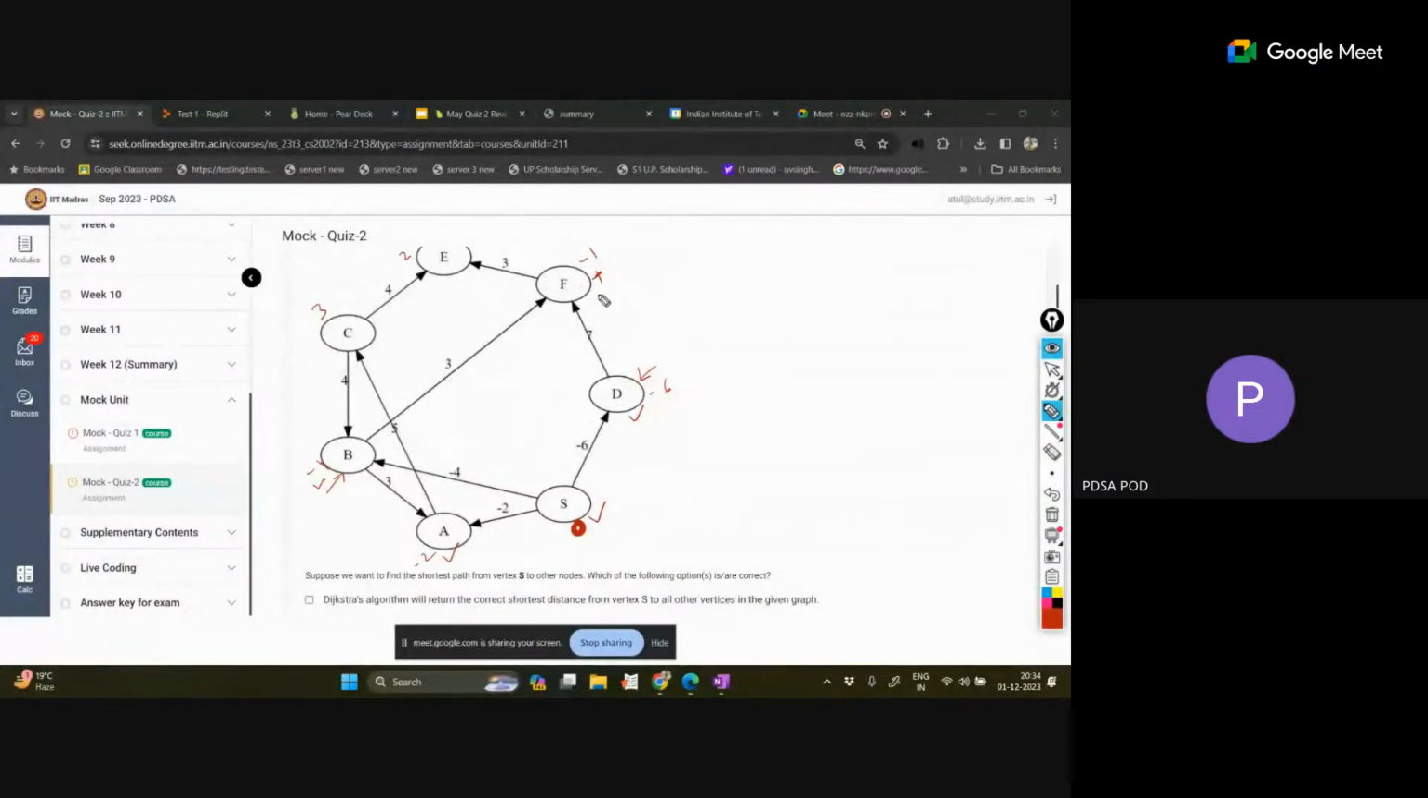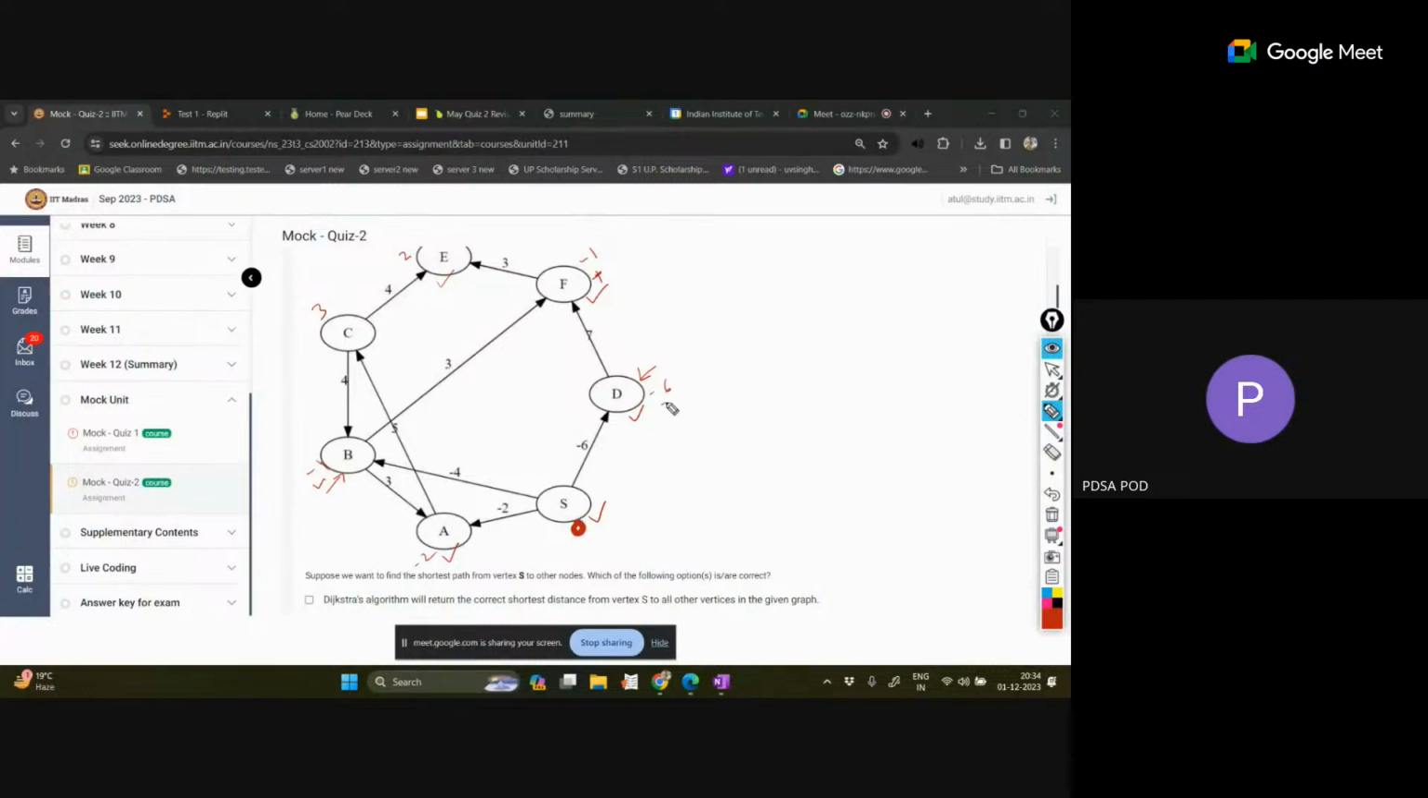Okay, so now this is also visited. Now only two remaining, C and E. If we look at E, there is no outgoing edge, so there is no update happening when we select this. After that only C is remaining. From C we are getting 3, so 3 plus 4 is 7, but the previous value is -4, so we will not update this.